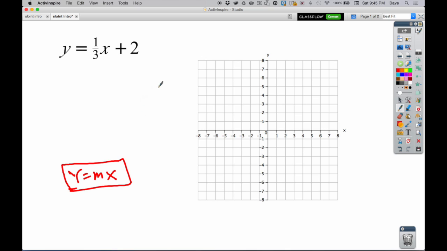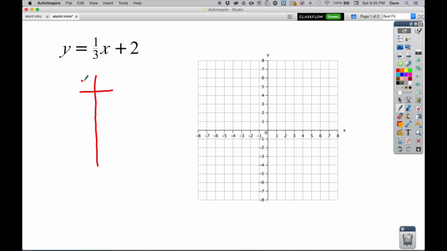Now, we're going to learn some shortcuts here, but first I want to show you and point out a few things. For example, if I were to do this the most basic way, which is make a table and pick some points, one of the first things we see is that if I plug in x is 0, x times 1/3 would be 0 because x is 0, plus 2, y would be 2. And right away, we see what we were just talking about, which is this is not proportional.